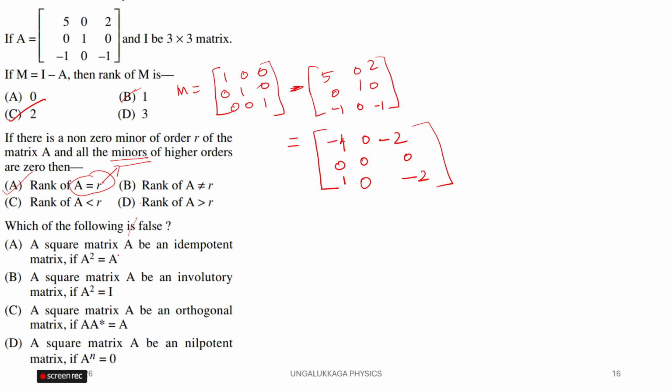A square matrix with A square equal to A, we call it idempotent matrix. A square matrix A being involutory means A square is equal to I. A matrix A can be an orthogonal matrix, then the condition for orthogonal matrices is A transpose A is equal to I. A square matrix being nilpotent means A power n is equal to 0. So obviously option C is false. This is also true. So this is the correct option.